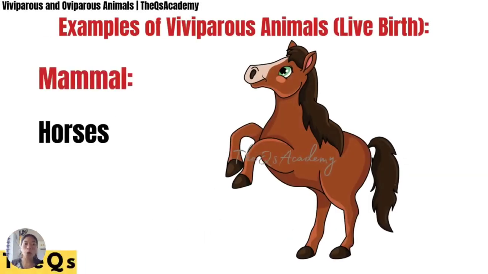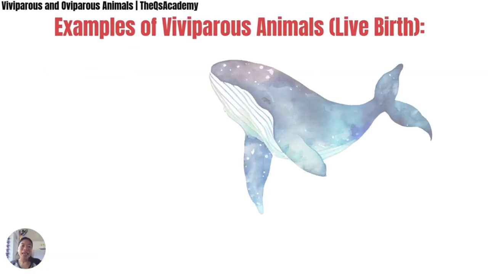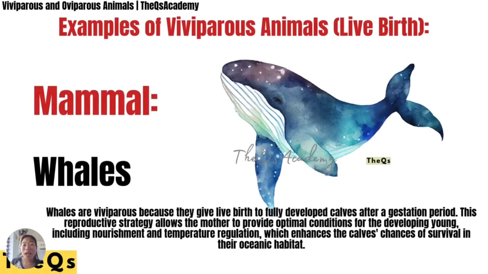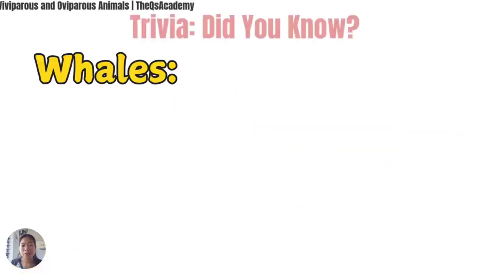And then we have horses, and whales. Whales are viviparous. They give live birth to fully developed calves after a gestation period. So the same with the dolphins, whales also are viviparous.